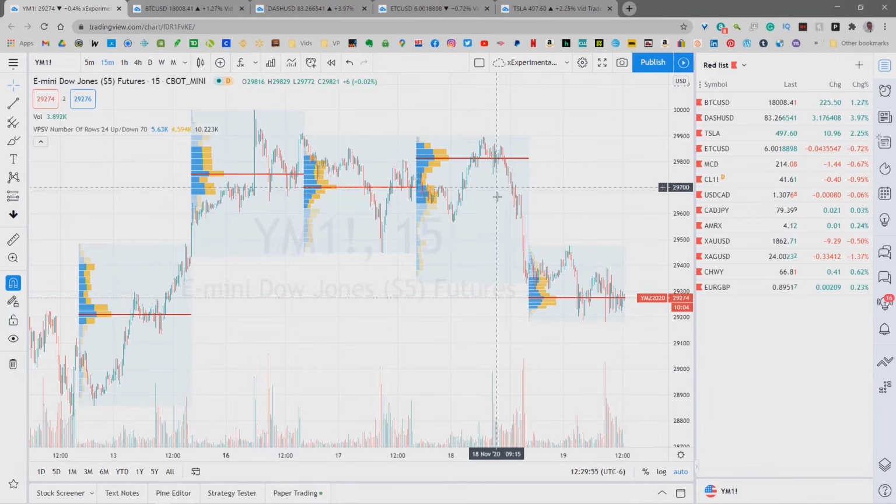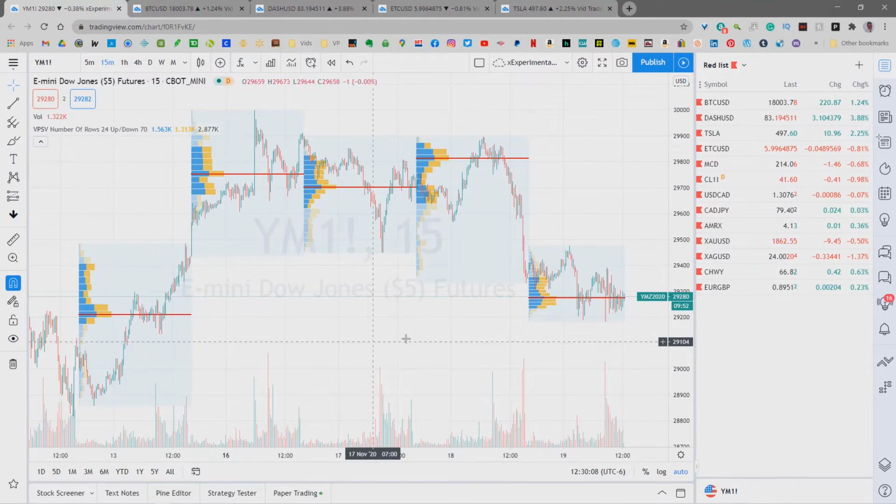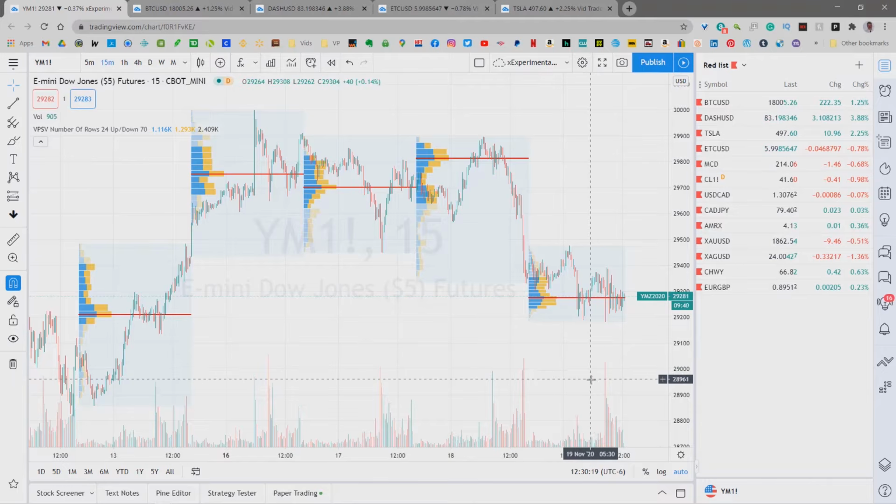It's nice because it automatically plots the volume profiles for each session. When the market closes, then reopens, you have a brand new volume profile. So this happens to be the E-mini Dow Jones futures for about 5 days worth of data. So that gives you an idea of significant price levels based on volume.